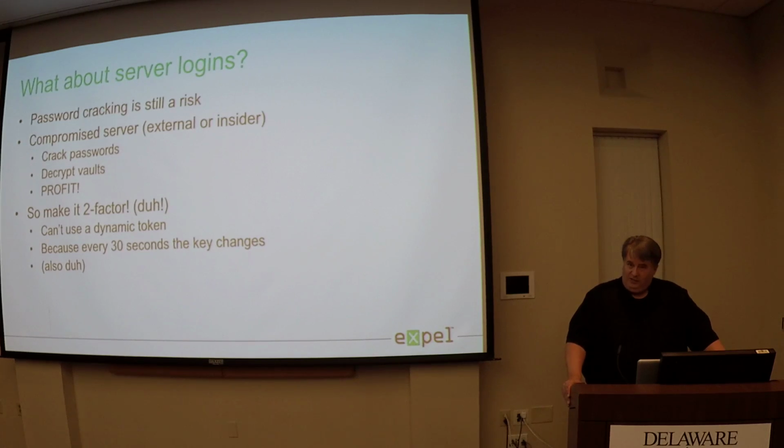One obvious thing is, okay, let's just make it two-factor. Use two-factor authentication. That's great for authenticating. It doesn't really work for crypto because the key changes every 30 seconds. So you're never going to be able to decrypt your data if the key is constantly changing.